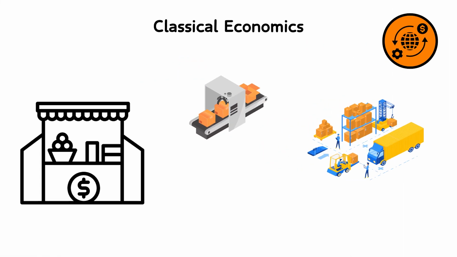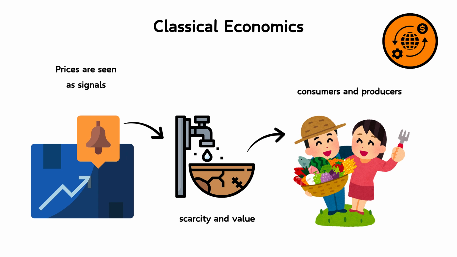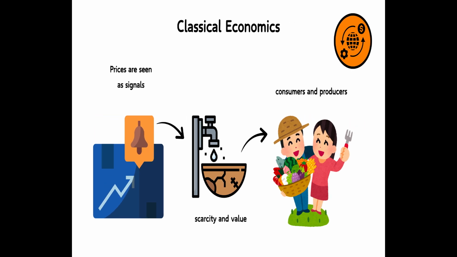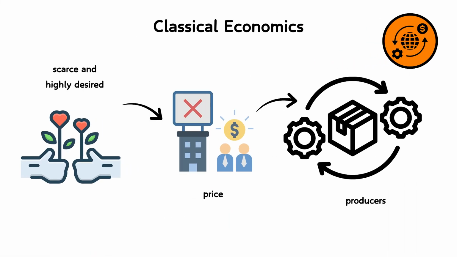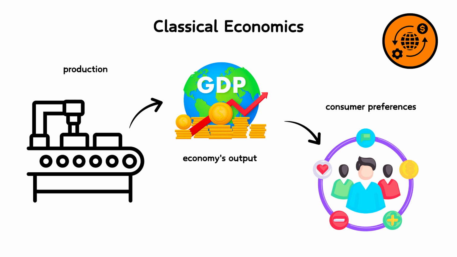At the core of classical economics is the belief that free markets lead to the efficient production and distribution of goods and services. Prices are seen as signals that communicate the scarcity and value of resources, guiding the decisions of consumers and producers. For instance, if a product is scarce and highly desired, its price rises, signaling producers to increase production and thereby aligning the economy's output with consumer preferences.